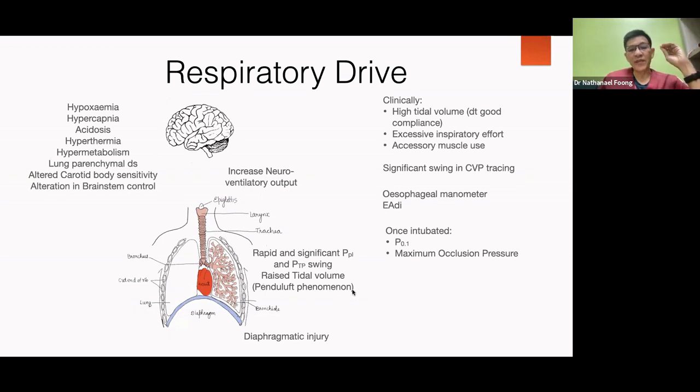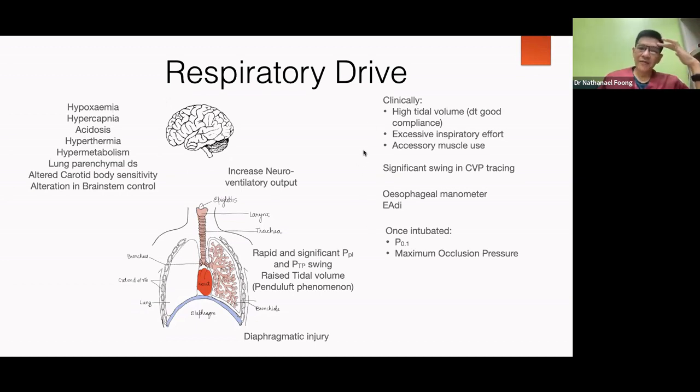This is what we call a pendulum phenomenon, where there's a rapid and significant change in the pleural pressure and transpulmonary pressure, causing that big swing in the pressure and big swing in the tidal volume that cause the stress and strain injury in the lung. And besides that, because of the aggressive contraction of the diaphragm, the diaphragm itself will experience injury. Those of you who are into ultrasound, diaphragmatic ultrasound will actually show a thickening of the diaphragm, not because it exercised too much, it developed muscle, but because it is injured and it's edematous, right? When the respiratory drive is too high.